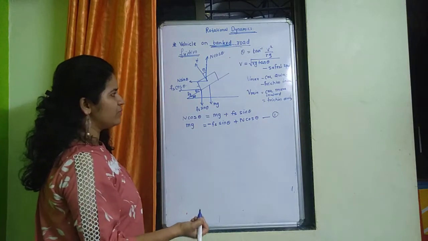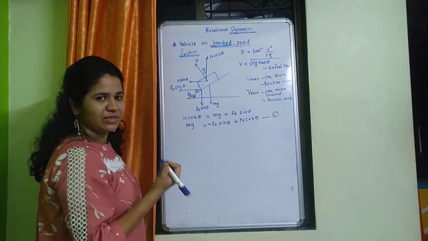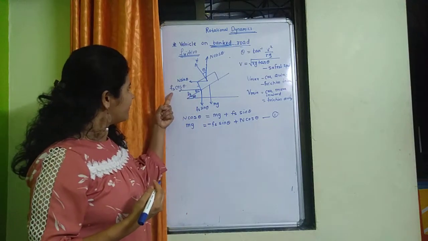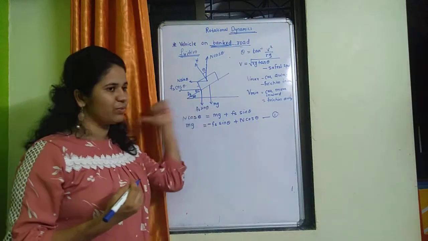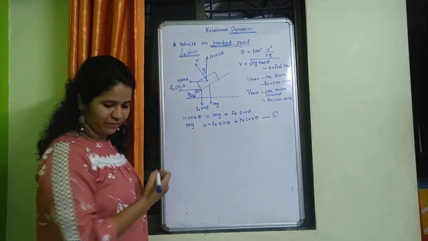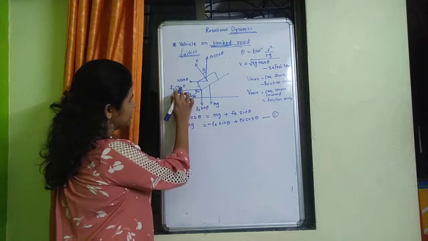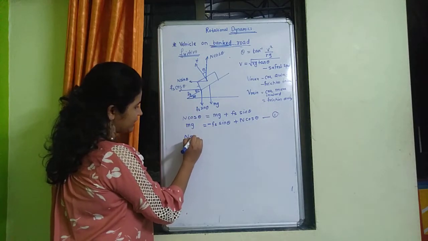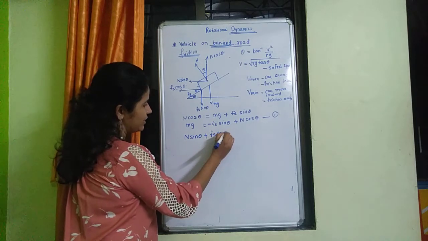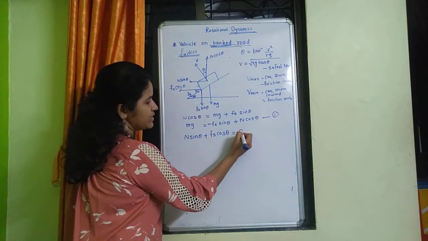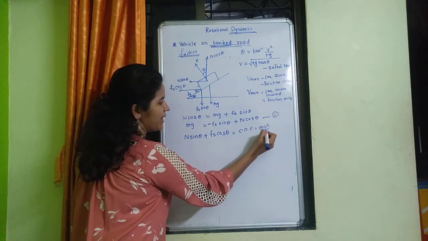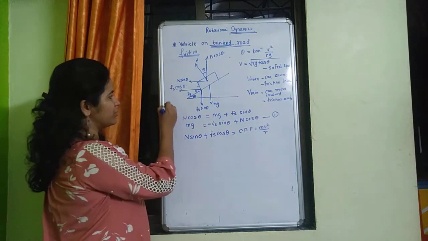Second, we consider the centripetal force. In that case N sin theta and Fs cos theta are directed towards the center, so they contribute to the centripetal force. So N sin theta plus Fs cos theta is equal to the centripetal force, m v square divided by r, where r is the radius of the center.